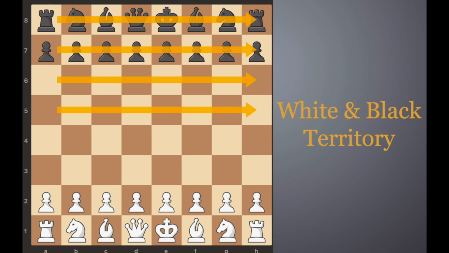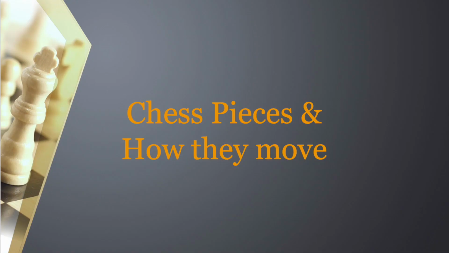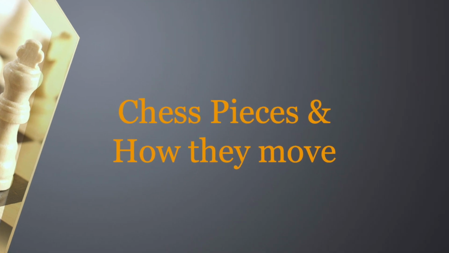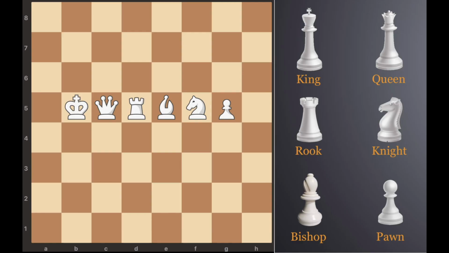Next, we will learn about the pieces. In chess, we have 6 different types of pieces: king, queen, rook, bishop, knight, and pawn. Each piece has its own unique way to move. The first piece that we are going to discuss is the rook.